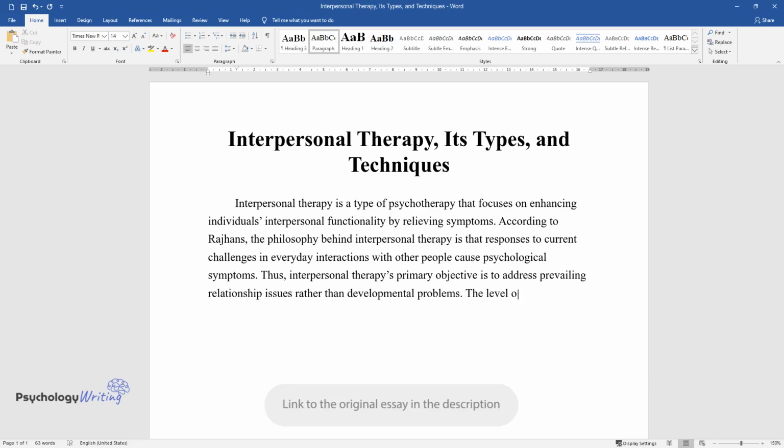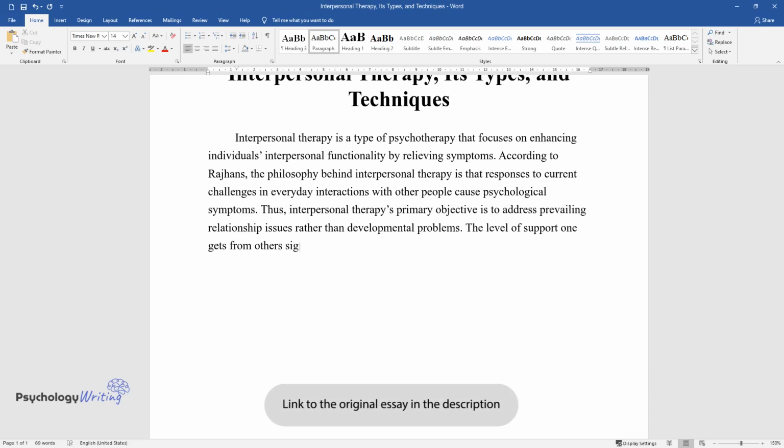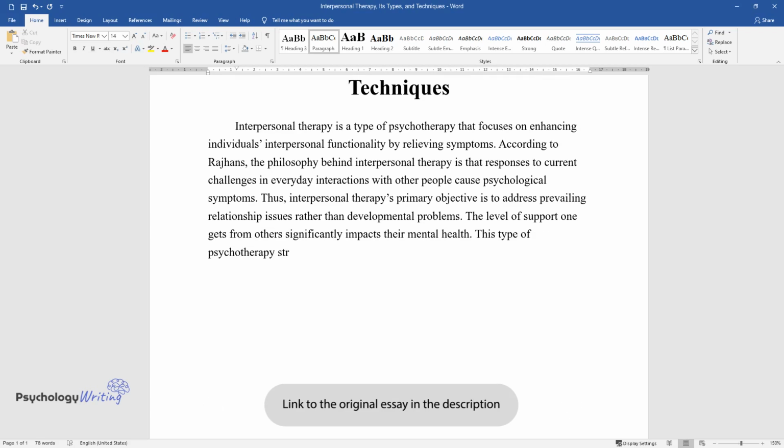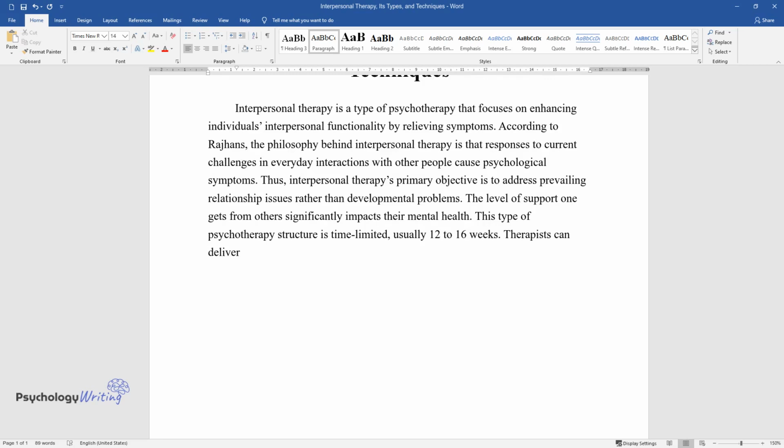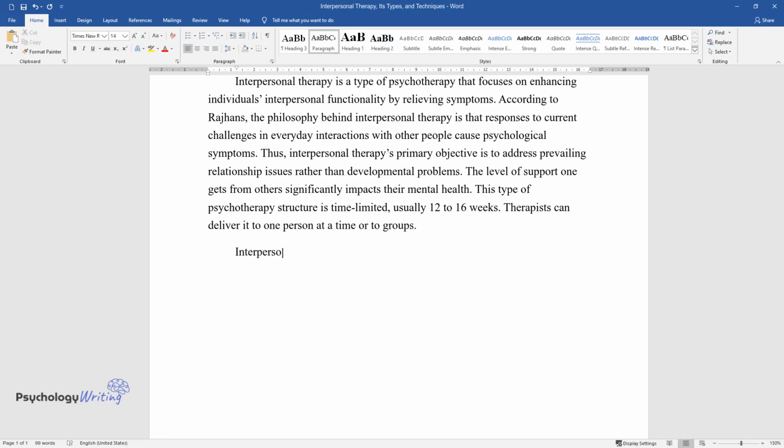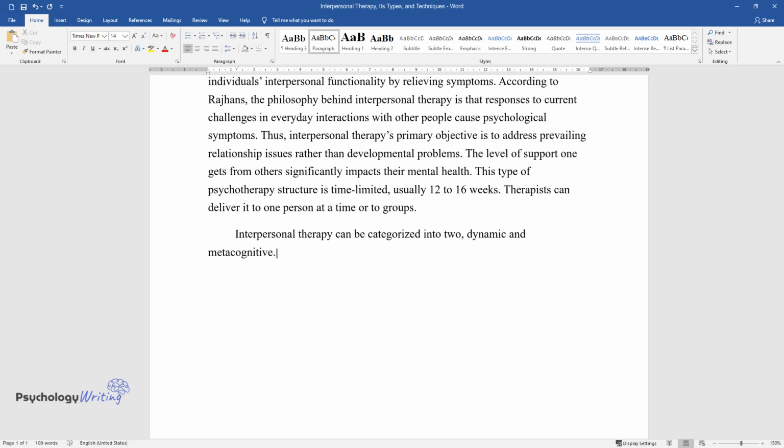The level of support one gets from others significantly impacts their mental health. This type of psychotherapy structure is time-limited, usually 12 to 16 weeks. Therapists can deliver it to one person at a time or to groups. Interpersonal therapy can be categorized into two: dynamic and metacognitive.